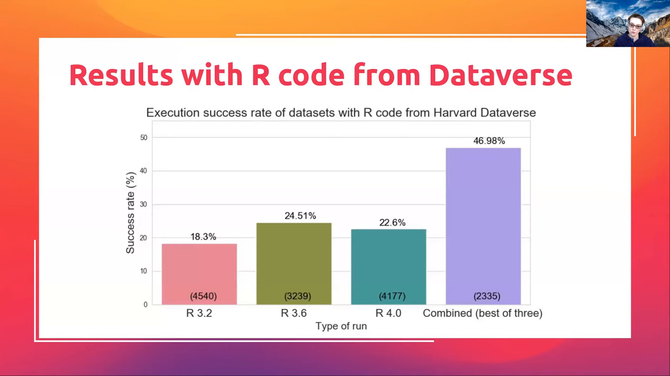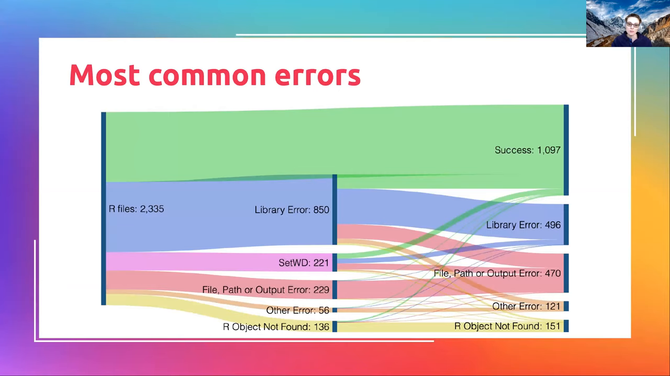With R code, you can see there are 4,500 R code files at Dataverse. When we try to re-execute them with three different versions of R, these are the results that we get. It is around 20 to 25%. But when we combine these results and take the best out of three, we actually get quite a decent success rate, around 47% of the re-execution. So why is this happening?